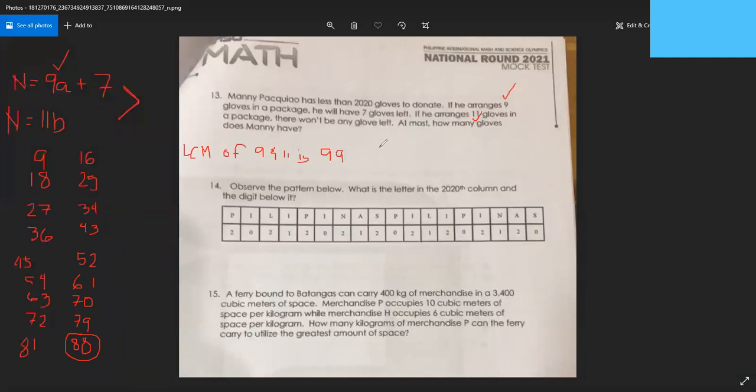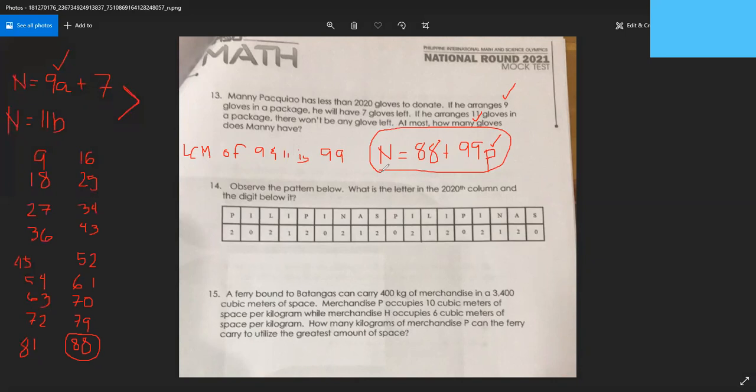For us to identify the answer, n will be equivalent to 88 plus 99 times a number, let's say letter P. So you are the one who will identify the value of P. This is a trial and error. This is the formula for us to identify the value of N. Now, how are we going to identify the value of P? It's up to you.